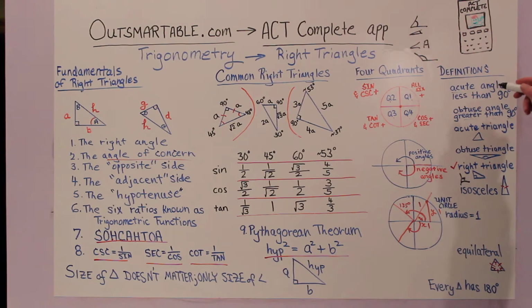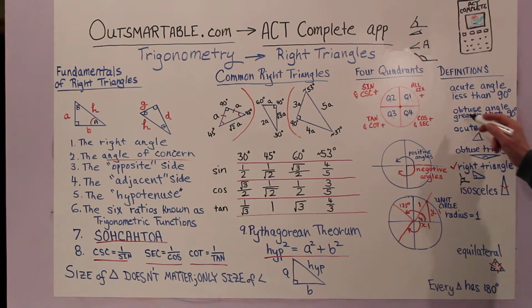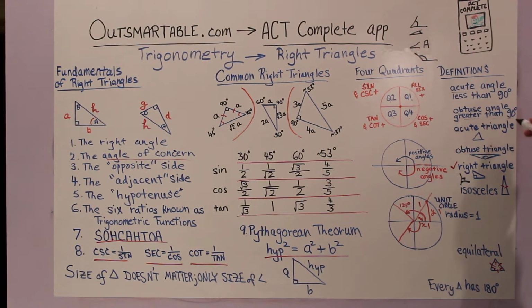Definitions. Angles are acute if they are less than 90 degrees in measure. They're called obtuse angles if they're greater than 90 degrees in measure. A triangle that has all three angles less than 90 degrees, in other words, three acute angles, is called an acute triangle. A triangle that has one obtuse angle and two acute angles is called an obtuse triangle.